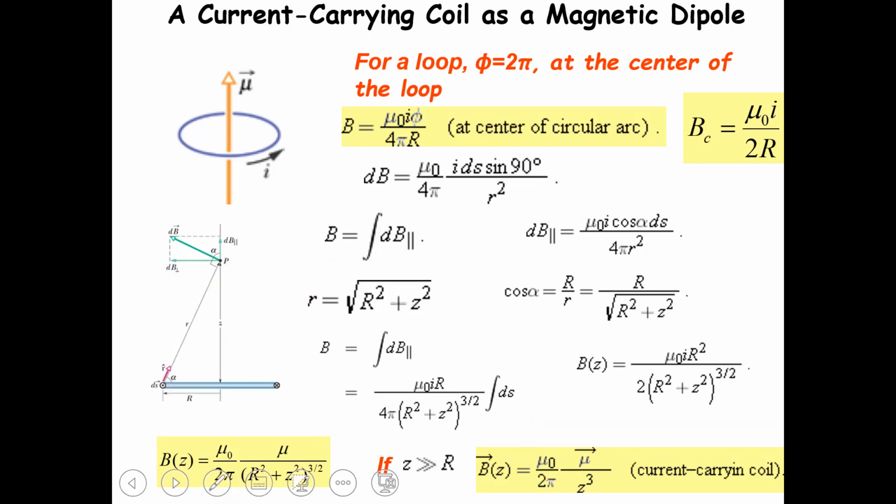If z is much larger than big R, then Bz becomes mu 0 per 2π mu per z cubed.